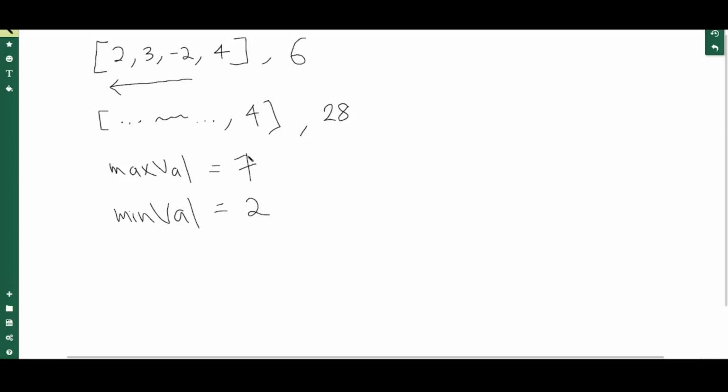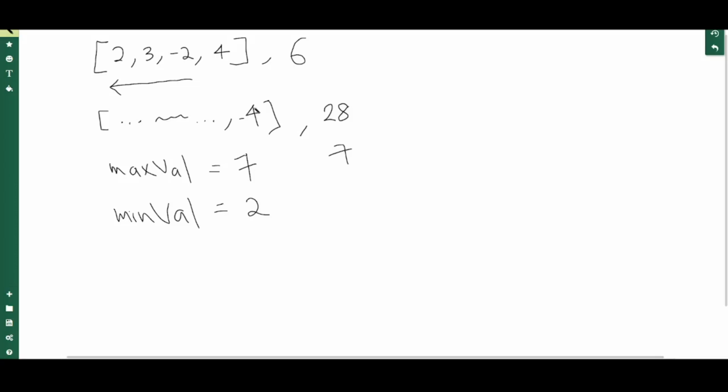However, what if instead of 4 we have -4? What do we do now? Well, if it is -4, we don't want to multiply any of them. We don't want to multiply -4 by 7 or 2 because these two are positive values. So what we do instead is we simply return the maximum value, 7.